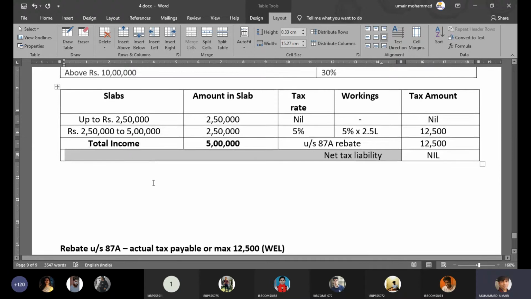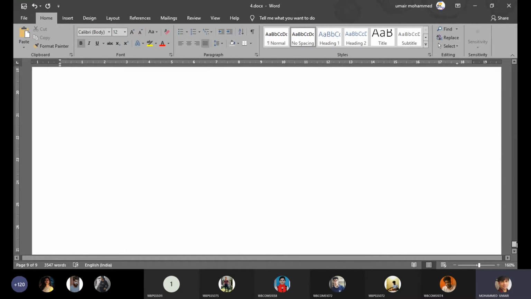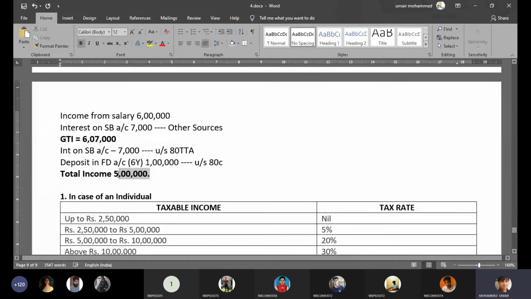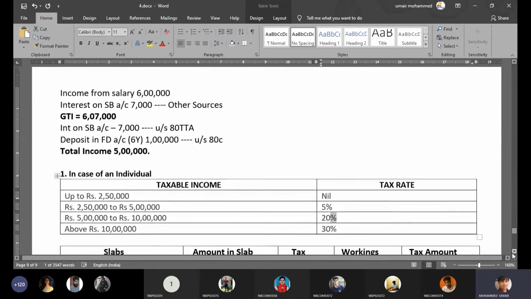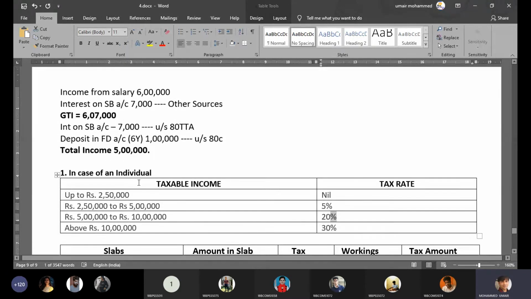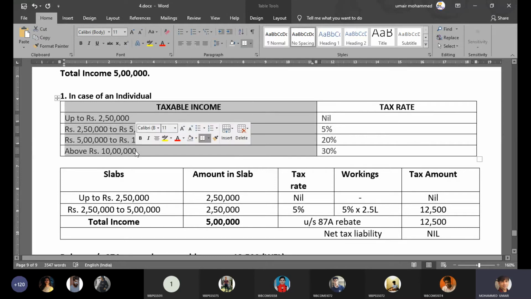So this is how you should calculate the tax, because some students get confused about how to apply the slab. They think, if my total taxable income is 5 lakh, 5 lakh falls here, so the rate of tax is 20%. No, that's not the way. The procedure is to put this 5 lakh rupees through all the applicable slabs. For us, the applicable slabs were only the first two. In the first slab, the income was 2,50,000 and this is nil. In the second slab, the income is 2,50,000 and this is 5%. So you have to put the total income through all the applicable slabs and then find out the tax amount.